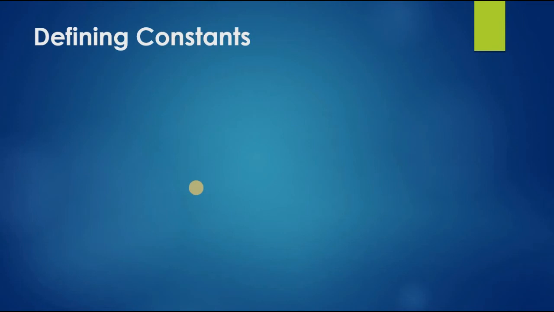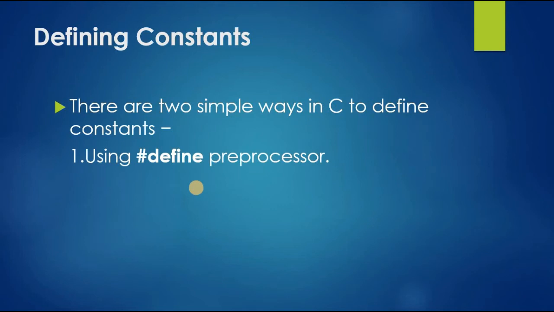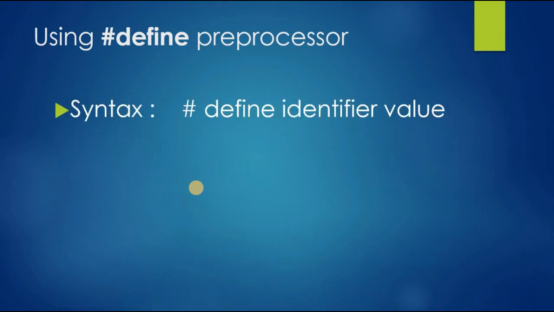Now we will see how constants are defined in C. There are two simple ways to define a constant in C. The first one is by using the #define preprocessor. The second one is by using the const keyword. First we will see how a constant is defined by using the #define preprocessor. Here is the syntax: #define identifier value.